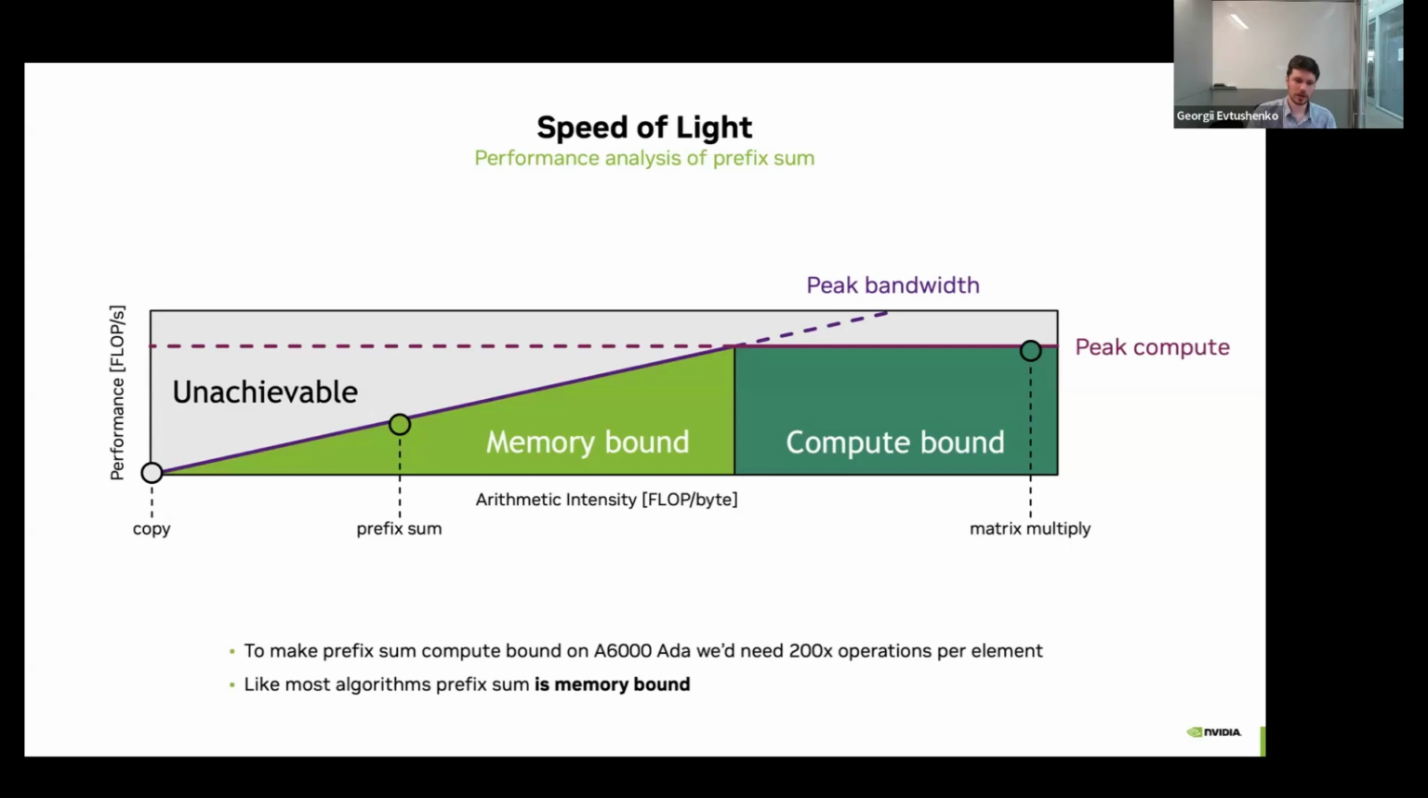For instance, copy algorithm will be on the left side of the spectrum because it doesn't do any arithmetic. On the right side, you can find matrix multiplication because it performs much more compute per byte. And arithmetic intensity for prefix sum is much closer to a copy than to matrix multiplication. In fact, on A6000, we need about 200x more arithmetic operations per each element to put prefix sum into compute-bound category. Now, this information allows us to ignore the compute part of prefix sum when analyzing speed of light.